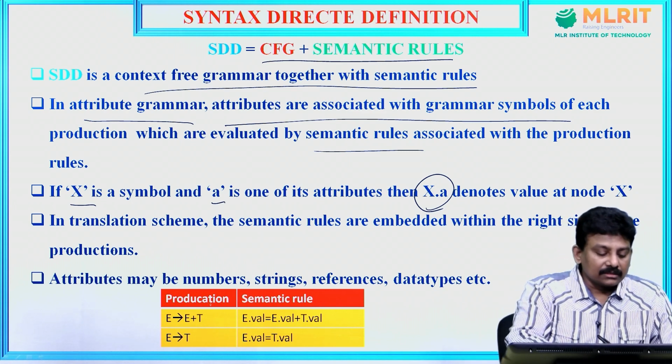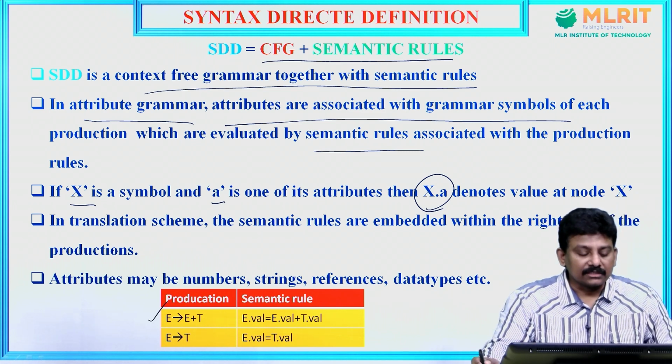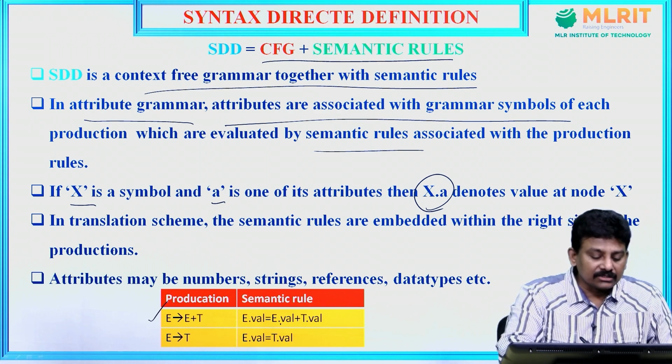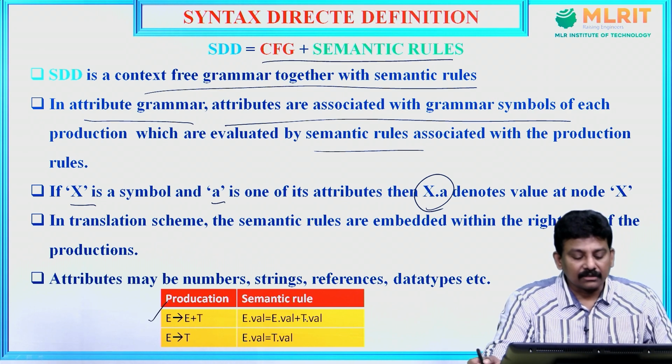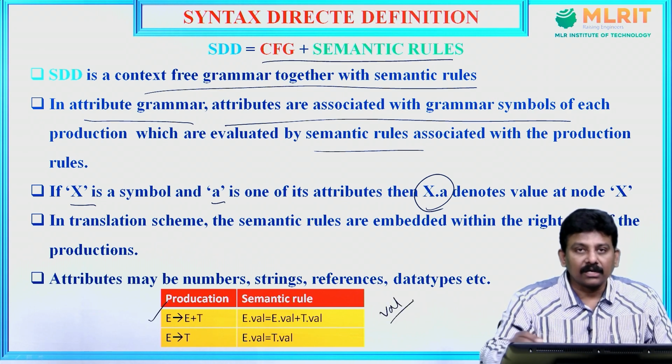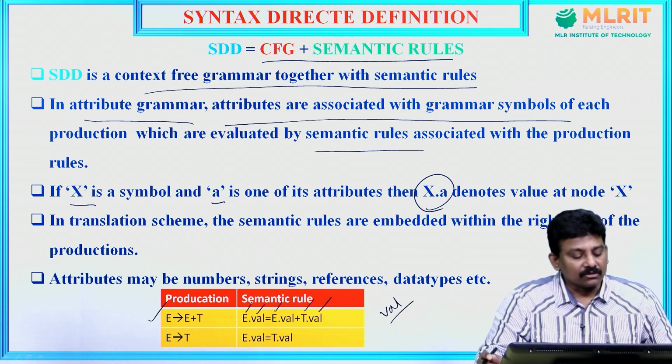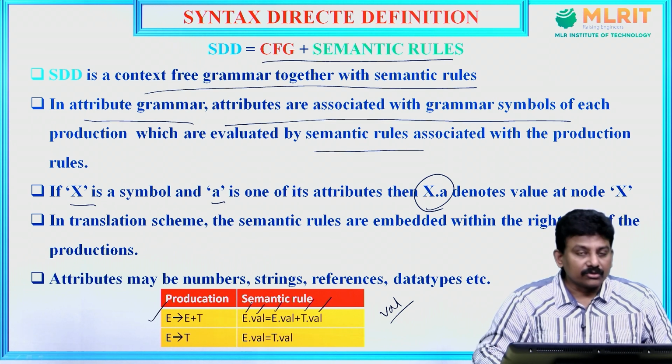See, in this example, E derives E plus T. The semantic rule associated with this production rule is E.val equals E.val plus T.val. Here val represents the attribute value. This val is the attribute value of symbol T, and this val is the attribute value for symbol E. Another rule, E derives T, that is E.val equals T.val. Here attributes may be numbers, strings, references, that is addresses, and data types, etc.